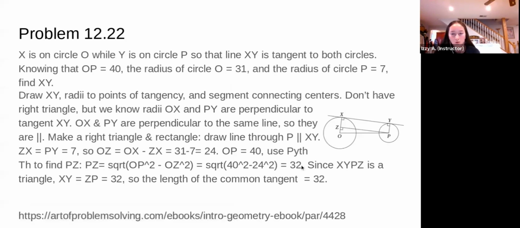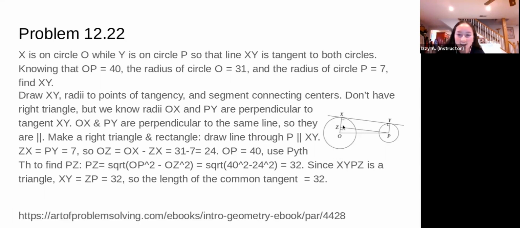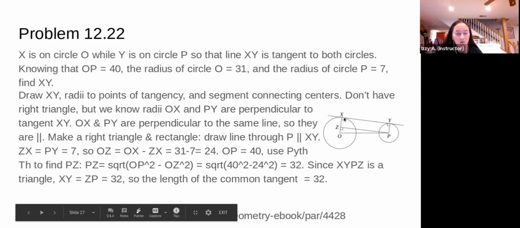and that would be equal to 32. And since XYPZ is a, sorry, it should be a rectangle because it's obviously not a triangle. XY is going to be equal to ZP, which is going to be 32. So the length of the common tangent is going to be 32.